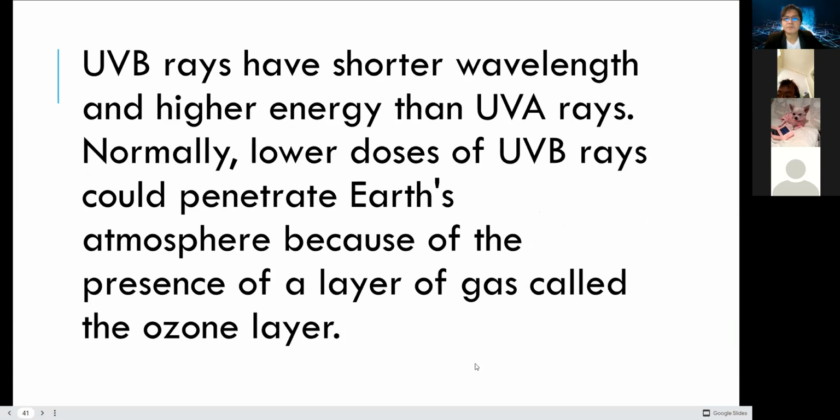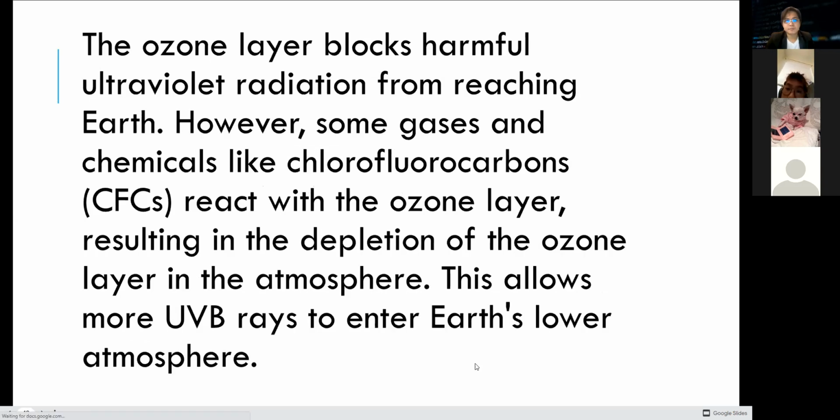UVB rays have a shorter wavelength and higher energy than UVA rays. Normally, only lower doses of UVB rays can penetrate Earth's atmosphere because of the presence of a layer of gas called the ozone layer. These are the rays being blocked by the ozone layer. The ozone layer blocks harmful ultraviolet radiation from reaching the Earth.